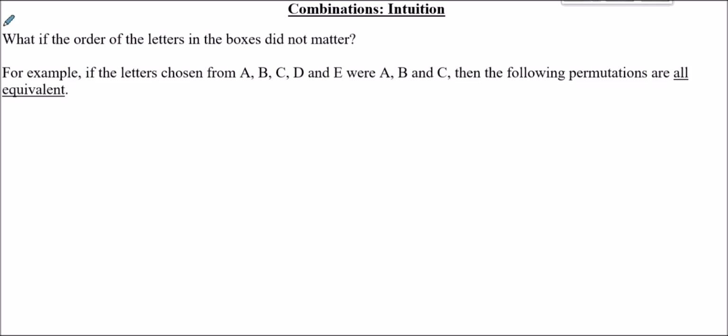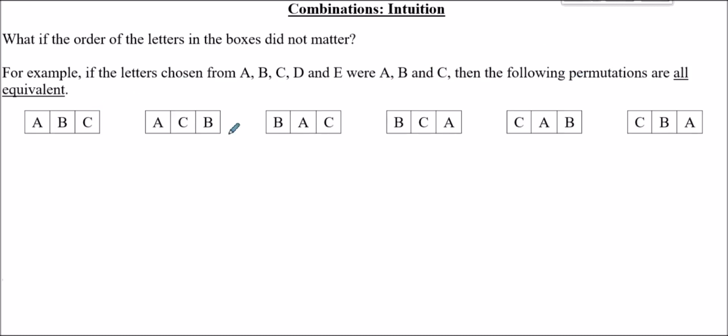However, what if the order of the letters in the boxes didn't matter at all? How would that change things? So, for example, if the letters we chose from A, B, C, D and E were A, B and C, and we're saying that the order didn't really matter, then the following permutations, the following orderings are all equivalent, because it wouldn't matter which one we pick. They're all effectively the same, because each one of the orderings includes A, B and C. And in this scenario, let's just imagine that's all we care about, what letters we've picked.